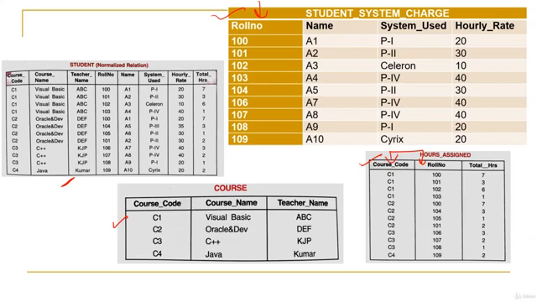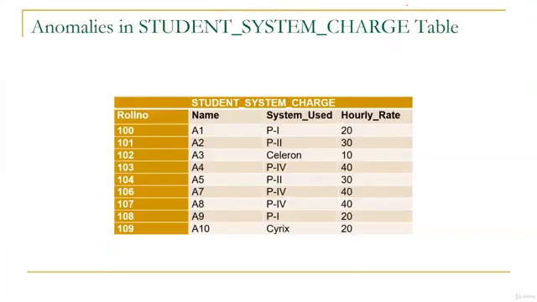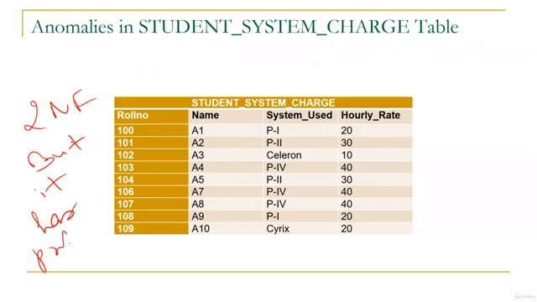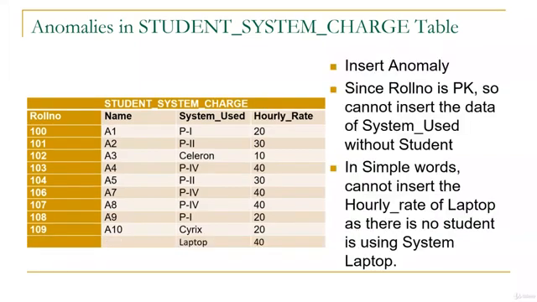Now, there are still some anomalies in this table, that is student system charge. So we need to focus on this table a little bit more because there are some problems in it. This table is in second normal form, but it has certain problems. So what are the problems in this table? Let's understand that. This table suffers from insert, update, and delete problems.